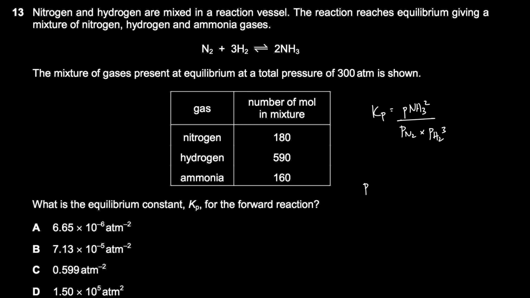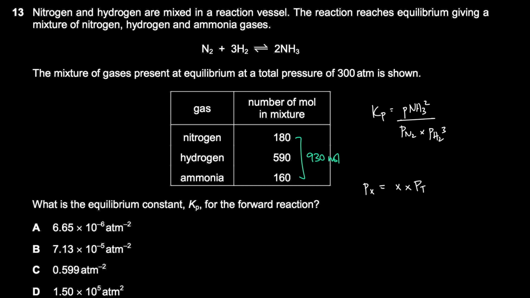The partial pressure is the mole fraction times the total pressure. And what is the mole fraction of a gas? The mole fraction of the gas is the moles of that particular gas divided by the total number of moles. So let's first figure out the total number of moles here. We have 180 plus 590 plus 160, that's 930 moles.